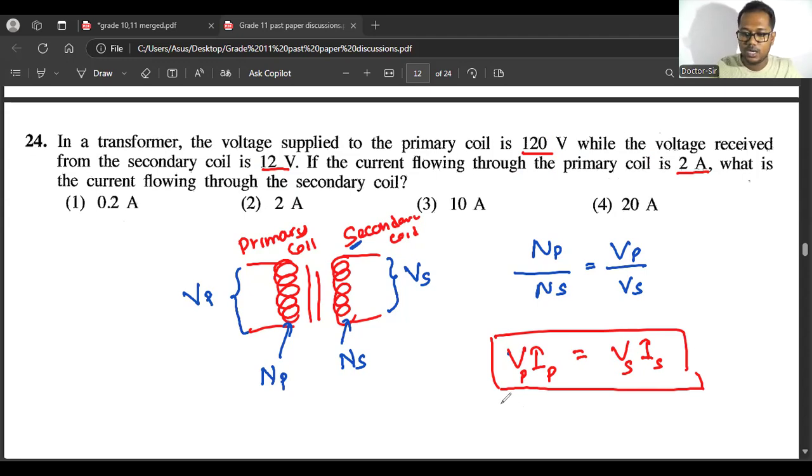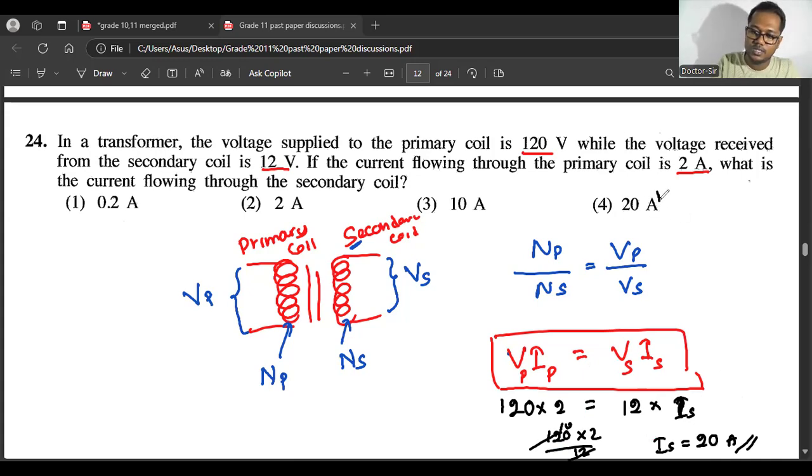So it is 120 V and 2 ampere in the primary coil. Then 12 V in the secondary coil. They ask about the ampere here, so I will put it as IS. How can we find out? Yes, we have to divide: 120 times 2 divided by 12, so it will be 20. So the secondary coil current is 20 ampere. So this is the one.